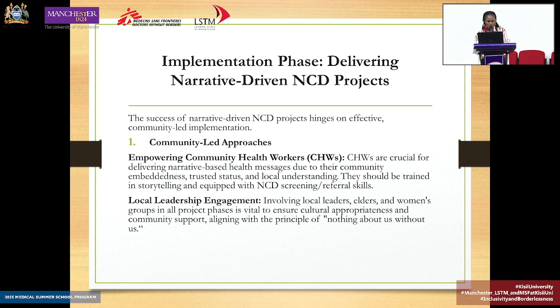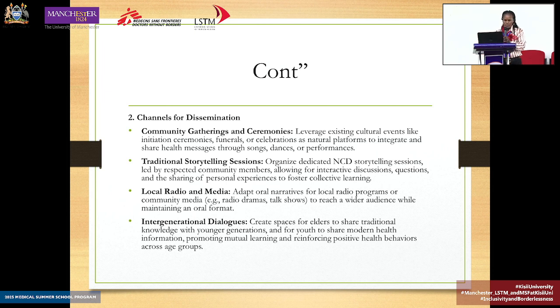Next, please. Another thing, under the implementation stage, we have said you use the community-led approach, then look at the channels for dissemination of this information. How are you going to pass this information to the community? You can do community gatherings and ceremonies.